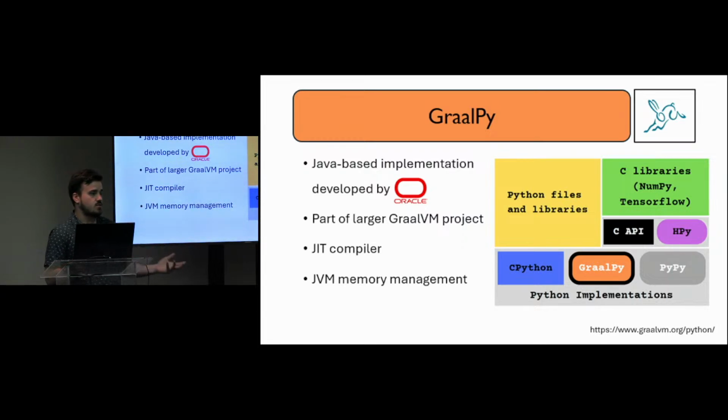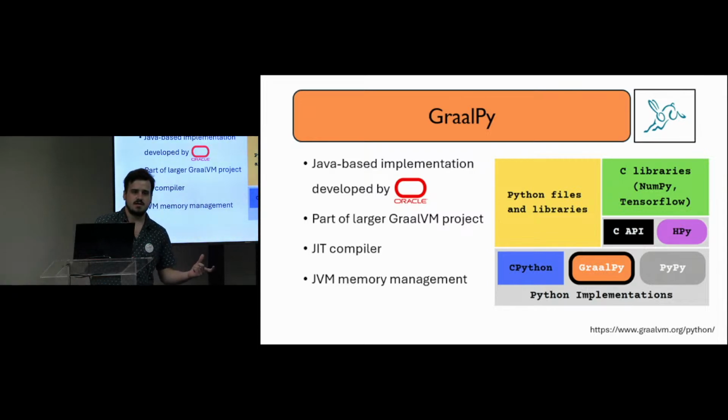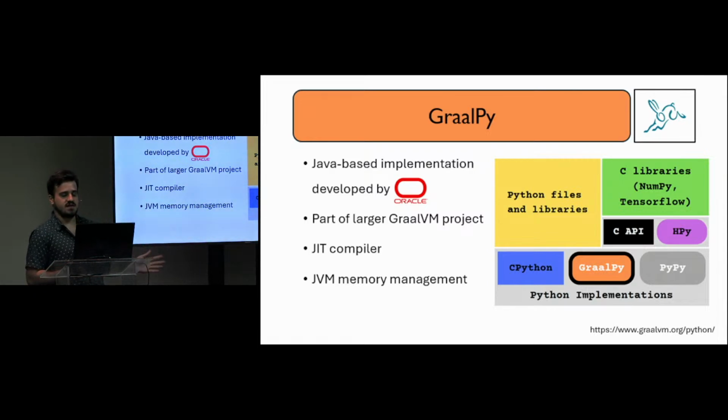GraalVM has a JIT compiler in it, a just-in-time compiler. What that means is that as GraalPy interprets code, it will identify parts of the code that are run frequently, compile them as it's running, and then when it runs that code again, it will use the compiled code instead of the bytecode it normally uses. Its memory management is based on the JVM.